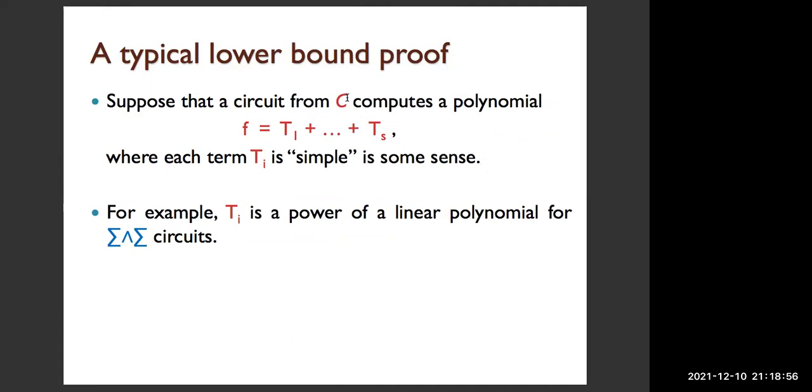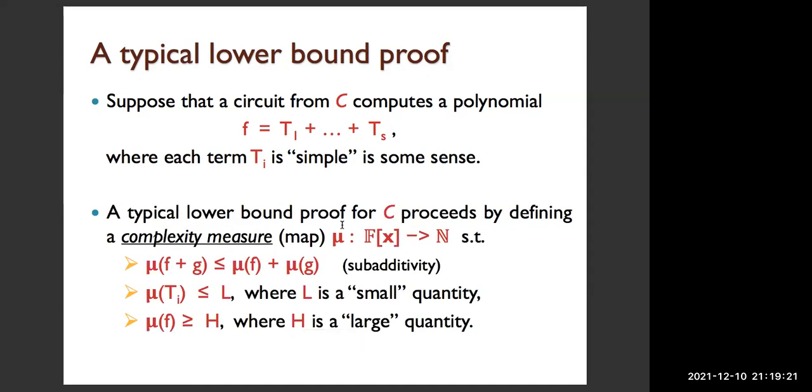So let's say I have a circuit class C, and you can think of C as depth 3 powering circuits for convenience. The polynomial f can be written as a sum of simple polynomials t1 through ts. For example, in case of depth 3 powering circuits, these simple polynomials ti's are powers of linear polynomials. Right? So they are simple in some sense.